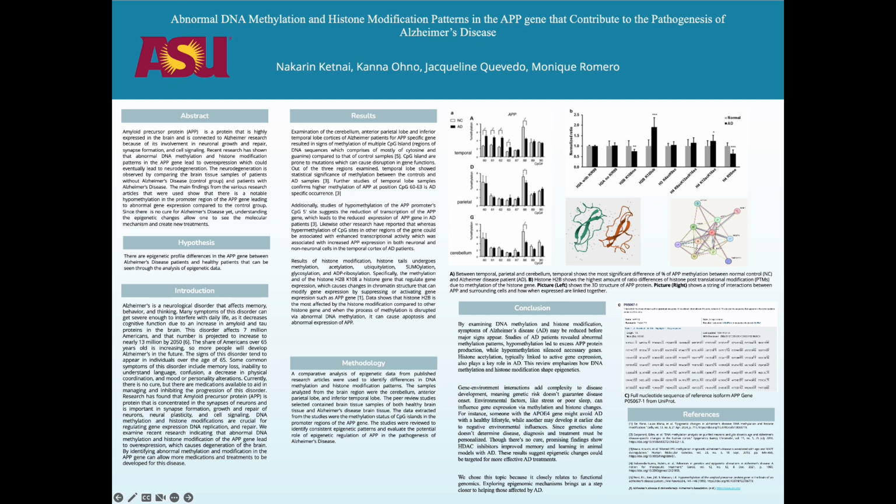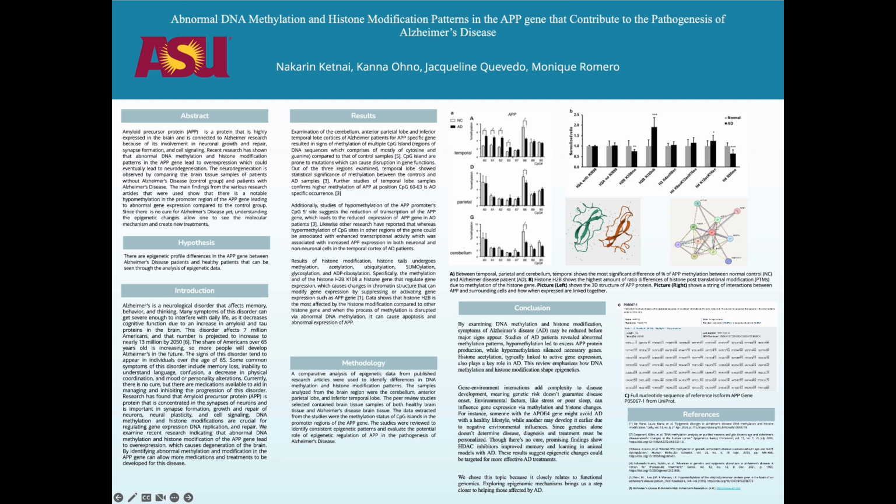This disorder affects 7 million Americans, and that number is projected to increase to nearly 13 million by 2050. The share of Americans over 65 years old is increasing, so more people will develop Alzheimer's in the future. The signs of this disorder tend to appear in individuals over the age of 65. Some common symptoms of this disorder include memory loss, inability to understand language, confusion, a decrease in physical coordination, and mood or personality alterations. Currently, there is no cure, but there are medications available to aid in managing and inhibiting the progression of this disorder.